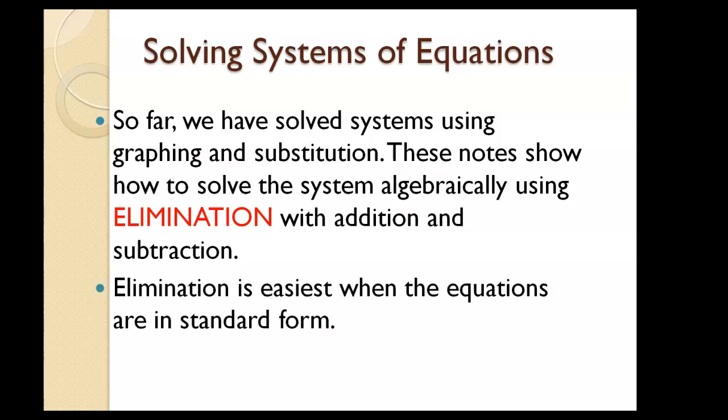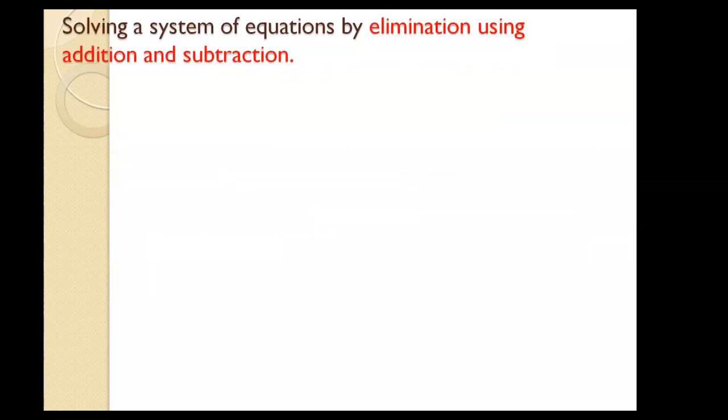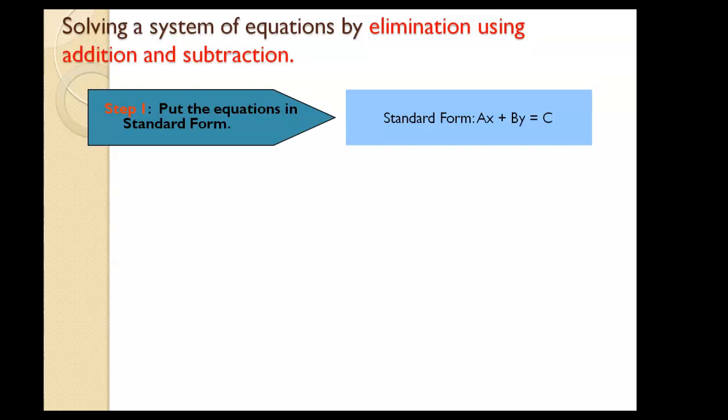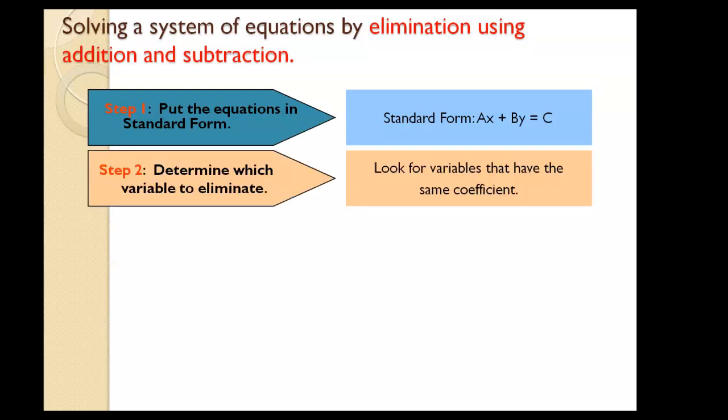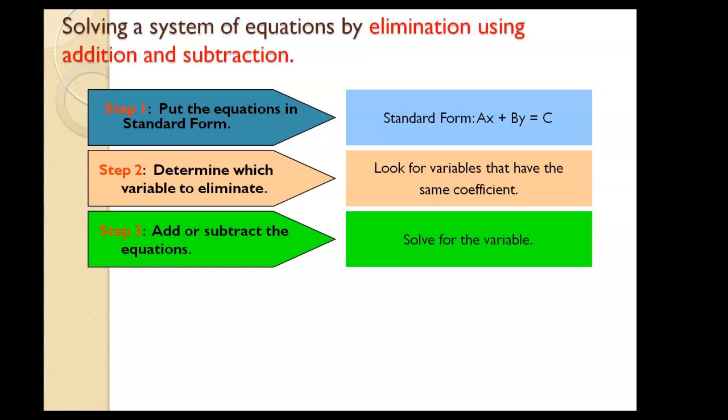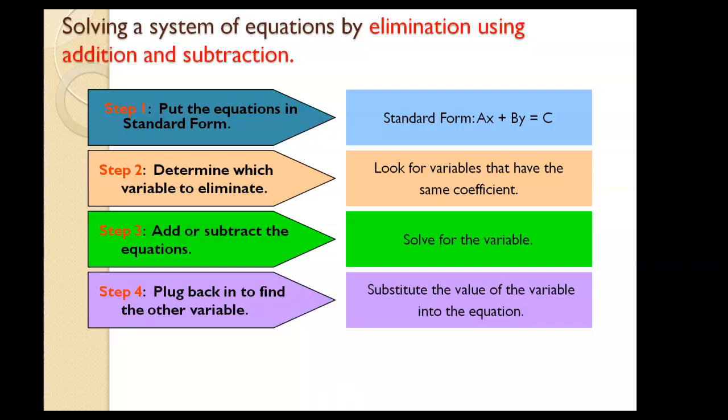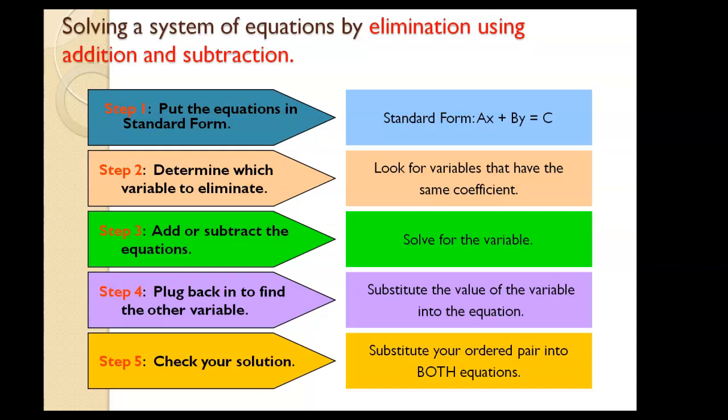So elimination, I think, is the easiest when the equations are in standard form. So first thing I would do, I will put both equations in standard form. Then I will determine which variable to eliminate. So you're looking for the variables with, so to speak, same coefficients. It could be literally the same coefficients, or they could be opposite coefficients. And then you would add or subtract the equations, which would eliminate that variable for good, and then you will continue solving. And whatever you get, you will plug into one of the original equations.